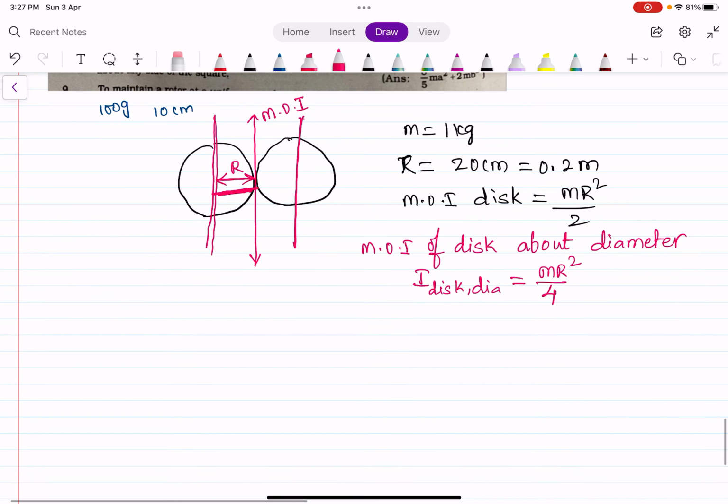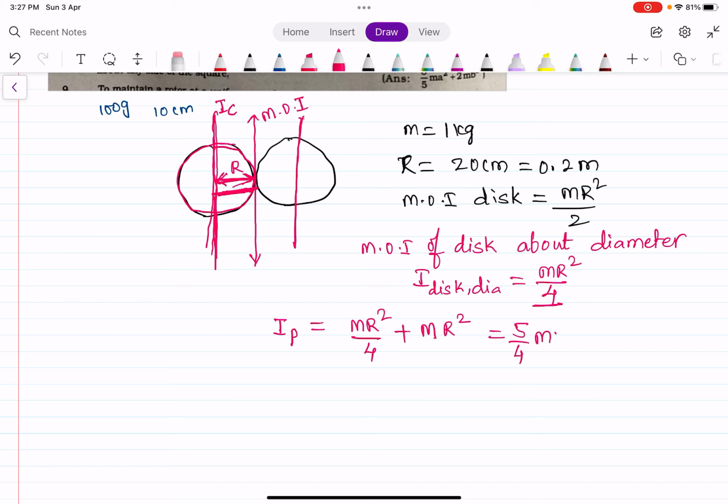So now I am applying the parallel axis theorem. This is for one disk. The moment of inertia of the disk about the axis through the center of mass, along the diameter, is mr square by 4, plus mass into the square of the distance between the two axes, which is mr square. This is 5/4 mr square. So this is the moment of inertia of one disk.